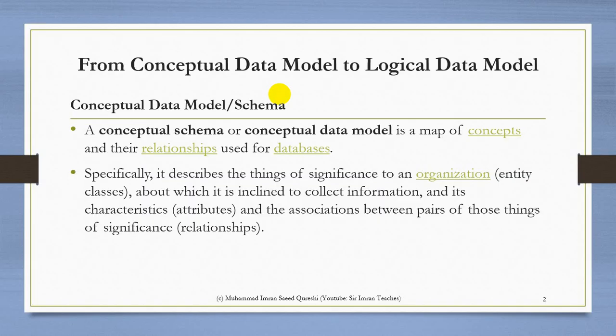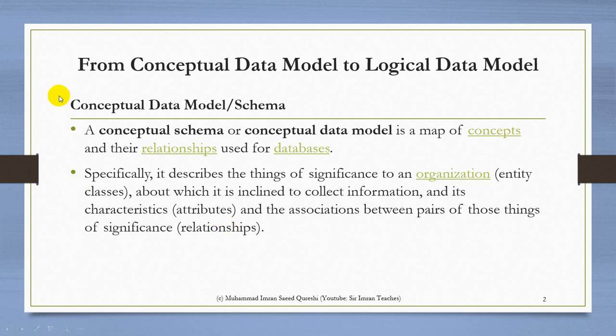So let me start with the concept of conceptual data model. A conceptual schema or conceptual data model is a map of concepts and their relationships used for database. In a conceptual data model we always represent the entity classes, their attributes and relationship between them. You would have seen that we have studied entity classes, then strong entity class, weak entity class, time dependent data, supertype, subtypes. That diagram, the enhanced ERD or EERD, is known as conceptual schema or the conceptual data model.